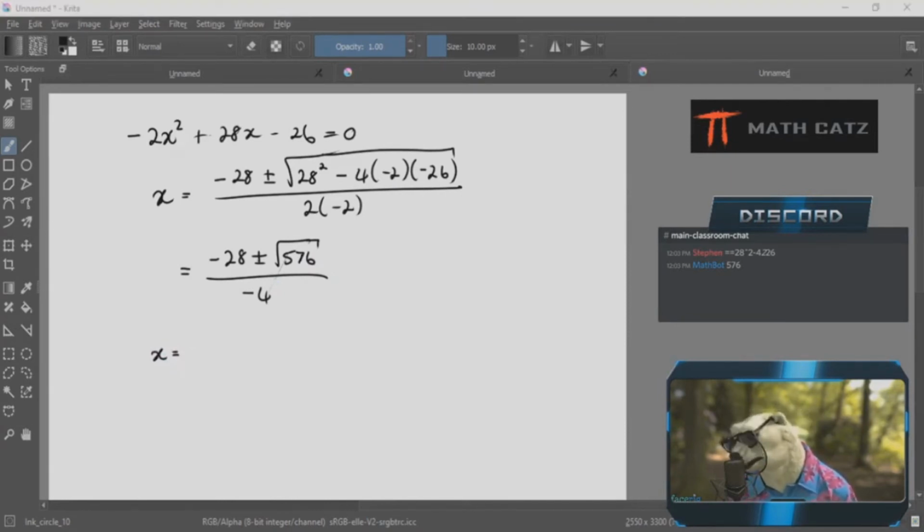Okay, so then I get x is equal to, if I use the plus, negative 28 plus, oh, I can't type either, square root of 576 divided by negative 4. Let's just see if I typed that right. I didn't even put an equal sign in it. What's wrong with me?